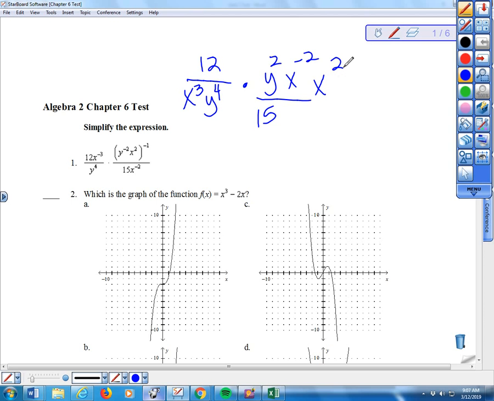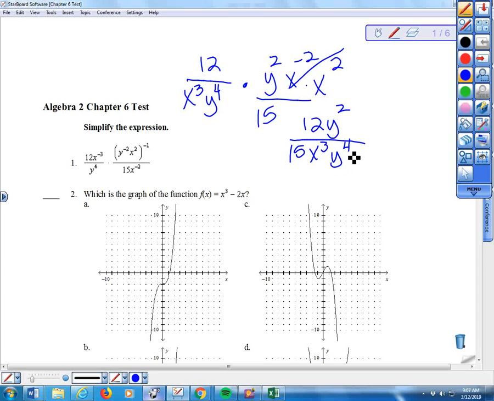Okay. Now, I could flip this one down, or I could just recognize they have the same base. And if I multiply 2 with the same base, I add the exponents. What's negative 2 plus 2? 0. What's anything raised to the 0? 1. So this is just 1. Okay. So now I can go ahead and multiply across: 12y squared over 15 x cubed y to the 4th.